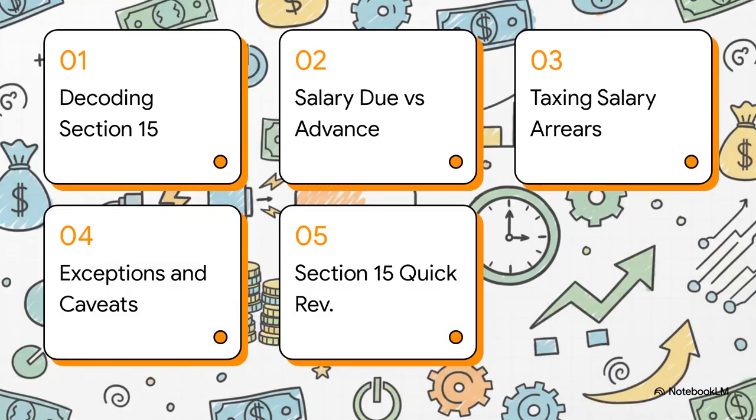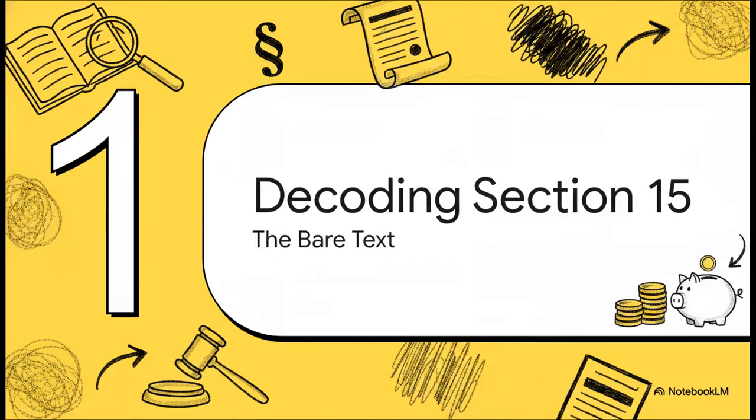Quickly, here's our roadmap for today. First, we'll be decoding Section 15. Then, we'll compare salary due versus advance salary. Third, we're going to look at taxing salary arrears. Number 4, we'll cover some crucial exceptions and caveats. And finally, we'll wrap it all up with a quick Section 15 revision. All right, let's jump right into Part 1, Decoding Section 15.